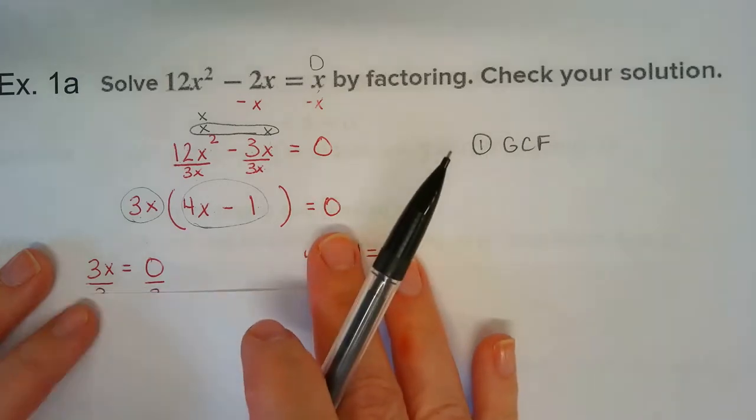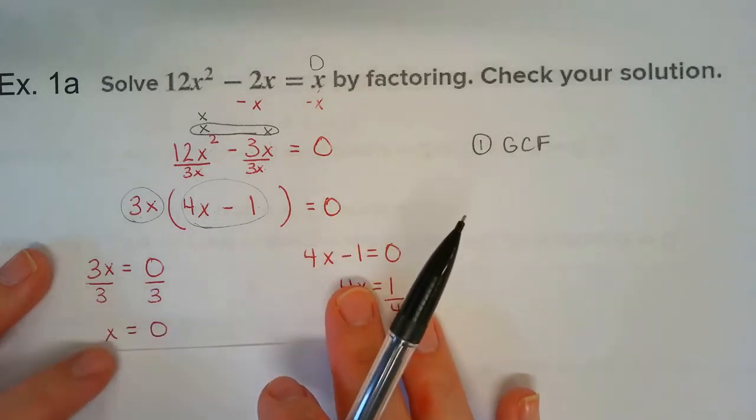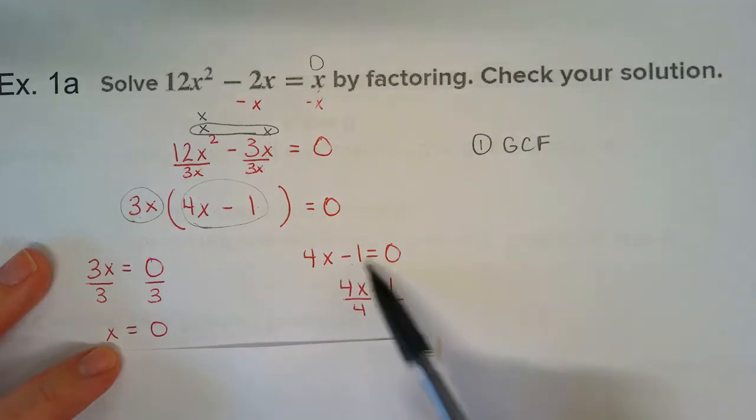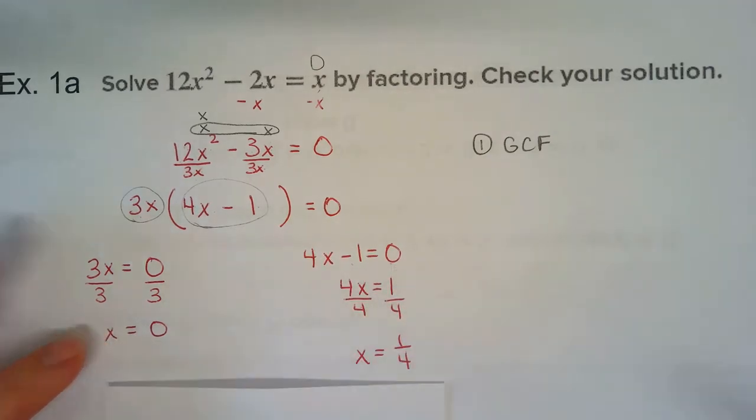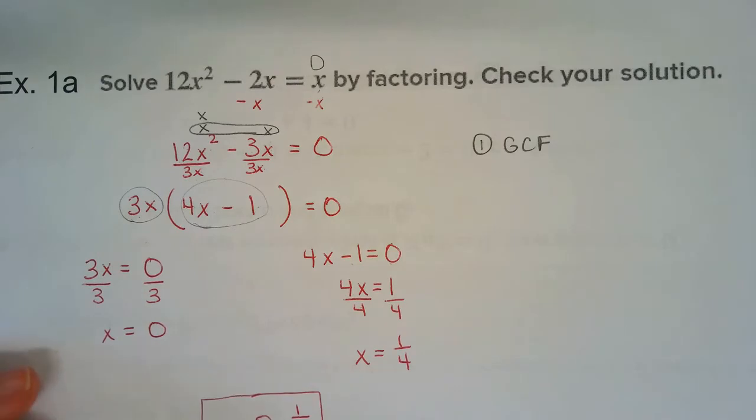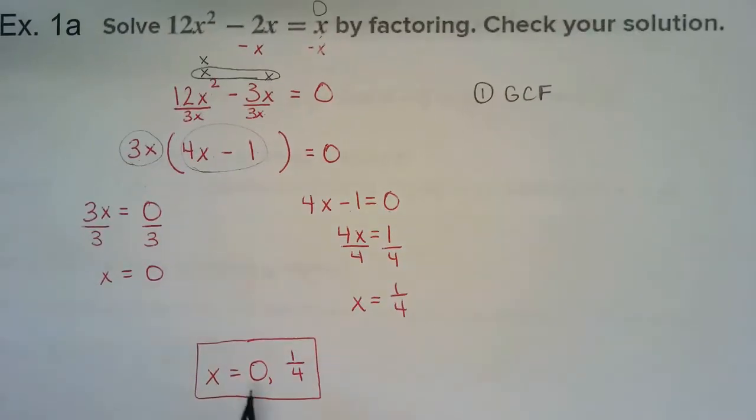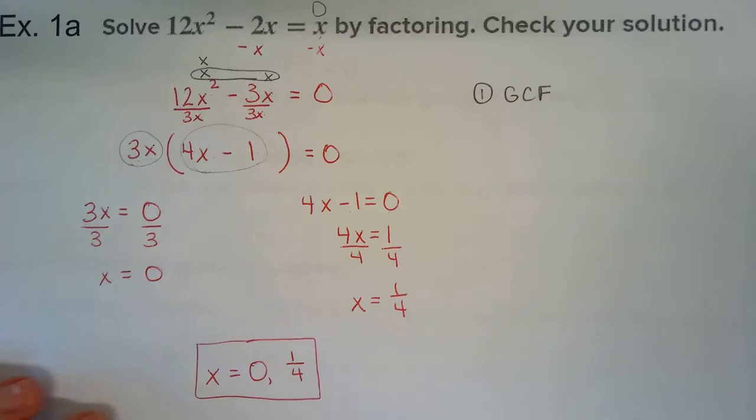So then I'm just going to solve. So 3x equals 0, I'm going to divide by 3, so I get x equals 0. Over here, I'm going to add 1, divide by 4, so I'm going to get x equals 1/4. I like to always put my answer together, so I would write x equals 0 and 1/4.